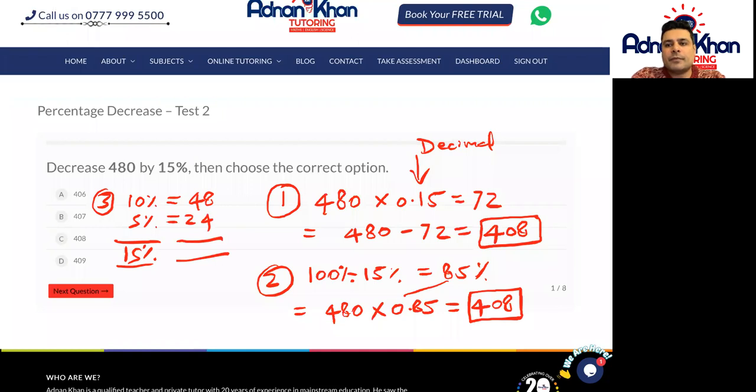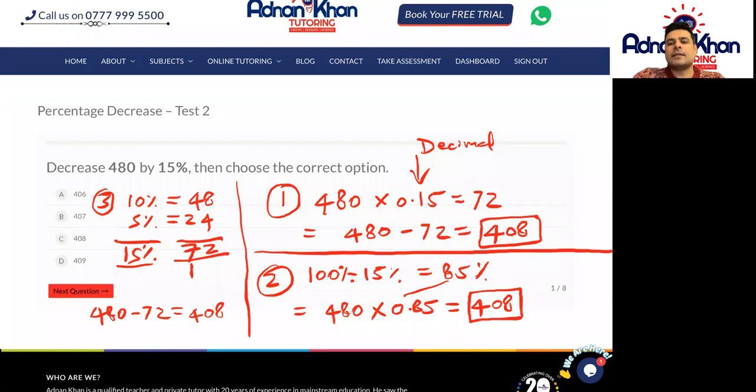So 8 add 4 is 12, 2 goes there, 1 is carried forward, 4 add 2 is 6, add 1 is 7, gives you 72. So this way you've calculated that 15% of 480 is 72. Now we can just do 480, same thing, take away 72, and it gives us 408. Okay, so you've got 3 ways of how to work out percentages and how to decrease percentages. So go with the one that's easy for you and try and do these questions without using a calculator.